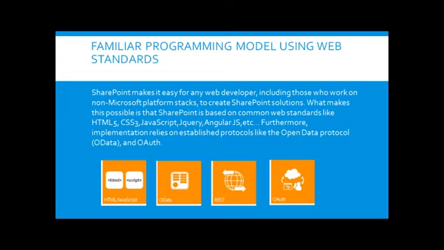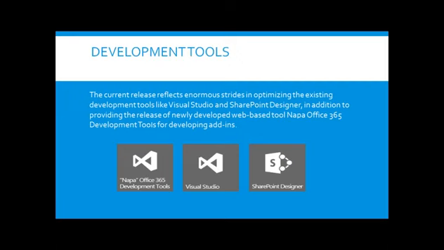These are the familiar programming languages used to develop web packages. In SharePoint 2013, we can use an updated version of HTML5 as well as CSS3, JavaScript, jQuery, and AngularJS. And these are the development tools used to develop packages: the Napa tool is for online, Visual Studio is for on-premise, and SharePoint Designer is for both. These are the tools given by Microsoft to develop web applications, like business logic, whatever it is.